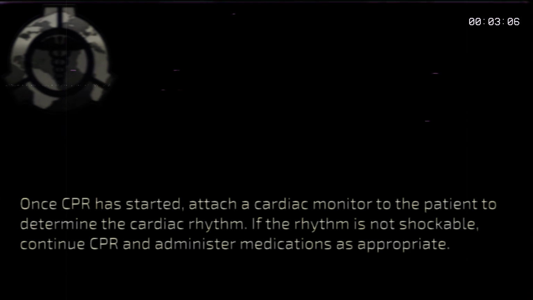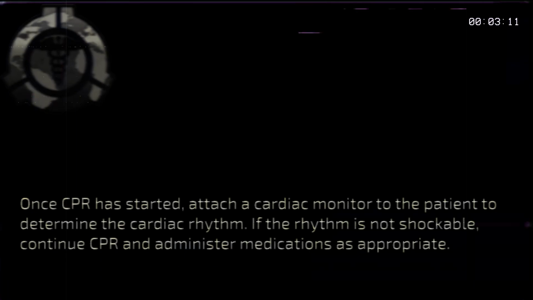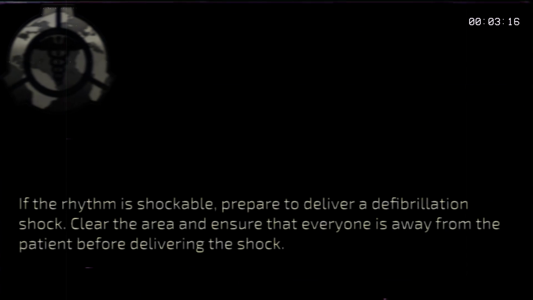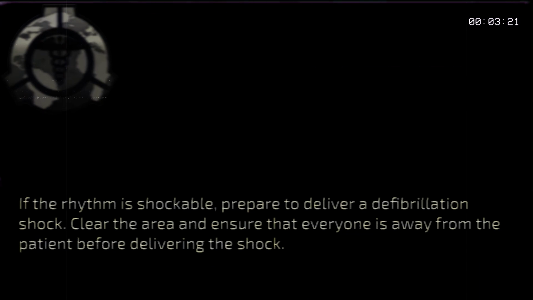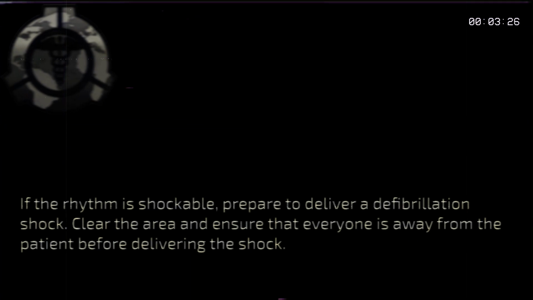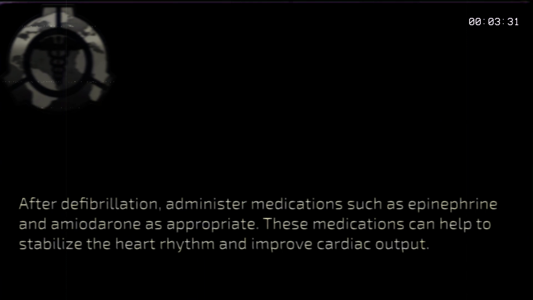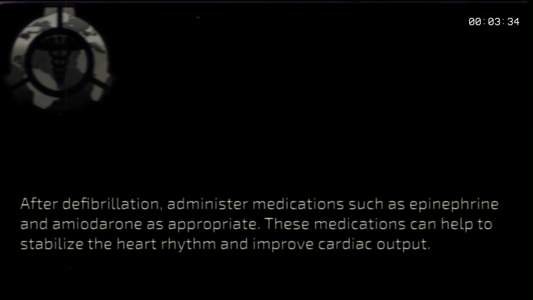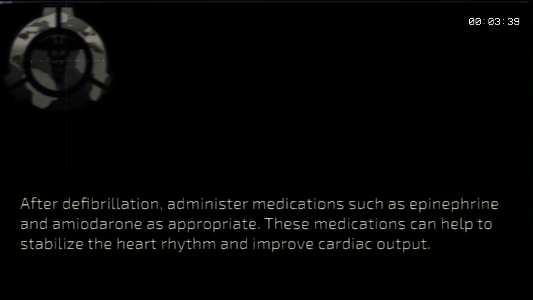If the rhythm is not shockable, continue CPR and administer medications as appropriate. If the rhythm is shockable, prepare to deliver a defibrillation shock. Clear the area and ensure that everyone is away from the patient before delivering the shock. After defibrillation, administer medications such as epinephrine and amiodarone as appropriate. These medications can help to stabilize the heart rhythm and improve cardiac output.